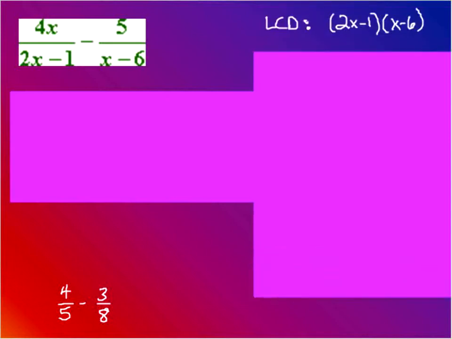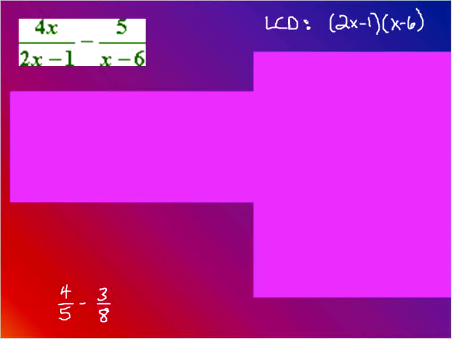We have this denominator of 2x minus 1, a whole quantity, and this denominator of x minus 6, which is a whole quantity. So I can multiply those two denominators together to get my least common denominator, which would be quantity 2x minus 1 times quantity x minus 6. From there, just like you would do with a basic fraction problem, you need to rewrite each fraction with the new denominator.